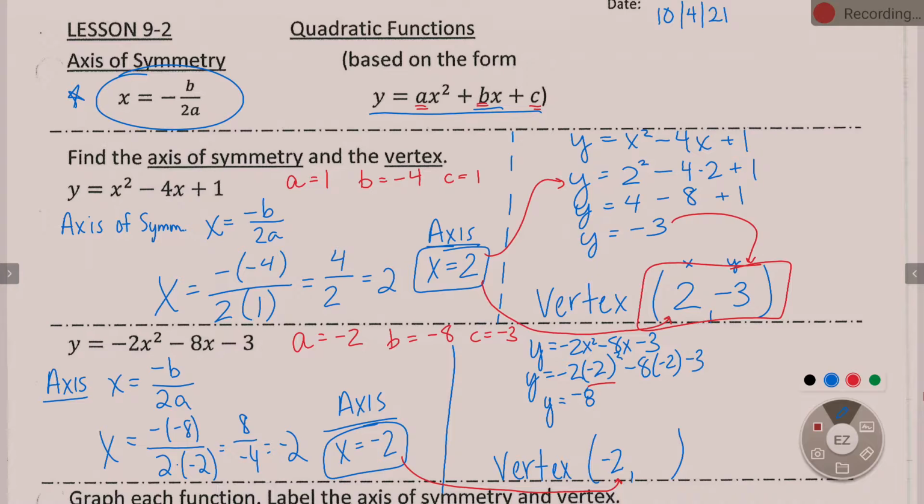And then it's negative 8 times negative 2. What's negative 8 times negative 2? Plus 16. And then minus 3. Negative 8 plus 16. 8. Minus 3. 5. And so y is 5. So what do we know? Negative 2 and 5.